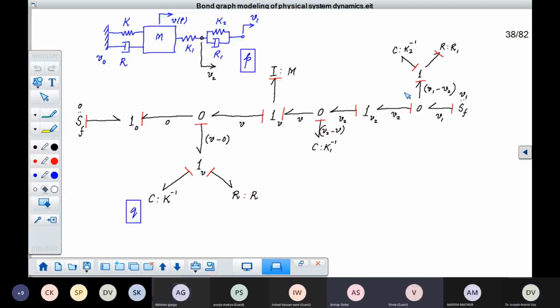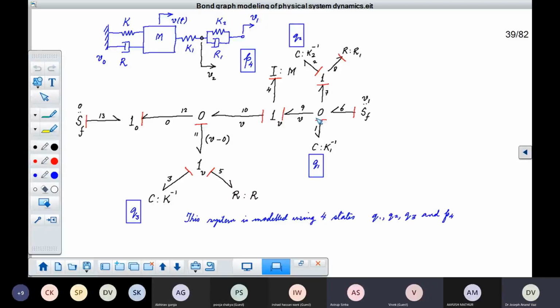Is it clear? Over here, you have the flow across this C element. It's the relative motion across these two points, so you have to take the relative motion across this. That's again given using the zero junction. And then you can simplify it. You can say this one junction is redundant, so this zero junction is sitting on this zero junction, and you can simplify it like this.